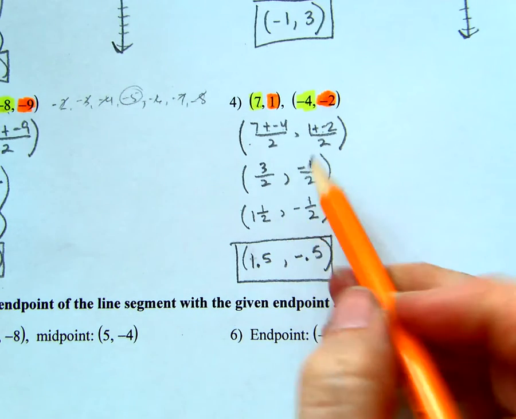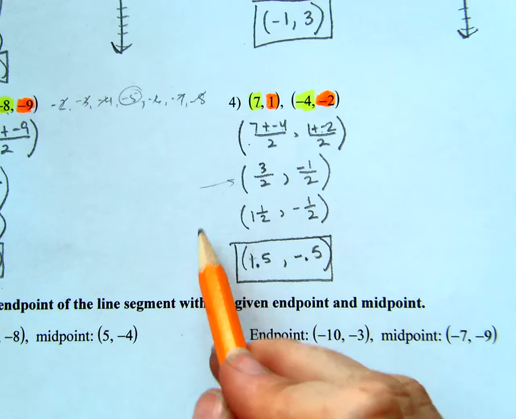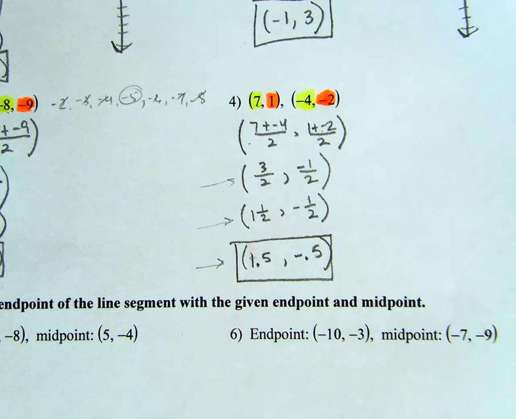Or any of these answers starting from right here. This would be acceptable, this would be acceptable, and this would be acceptable. Either one of them or any of them. Okay.